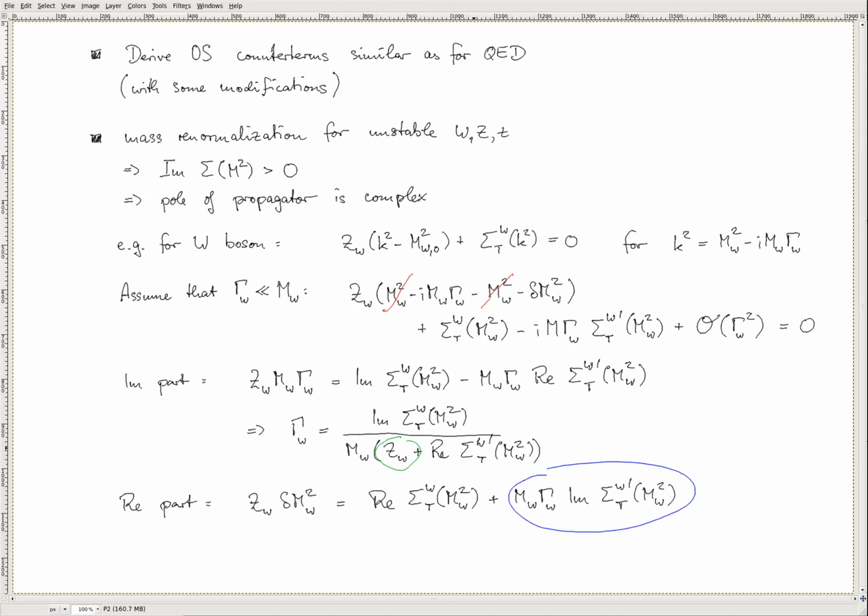Another question: what differentiates the instability of W, Z, or t from, say, a muon? Is the conversation different in that context? Conceptually not. It's entirely the same story also for a muon, but practically there's a difference because the muon is very long lived. Its width is, I don't know how many orders of magnitude smaller than the mass, but it's completely tiny. Therefore, it's a very good approximation to say that the pole of the muon propagator is real rather than complex. Or in other words, the imaginary part of the muon self-energy is teeny, teeny, tiny. So you can also just assume that that one is zero.